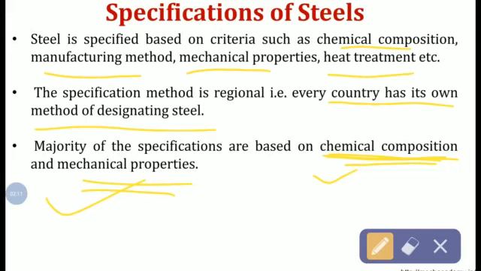So we'll see one by one. Some designation systems are there. We'll see one by one.